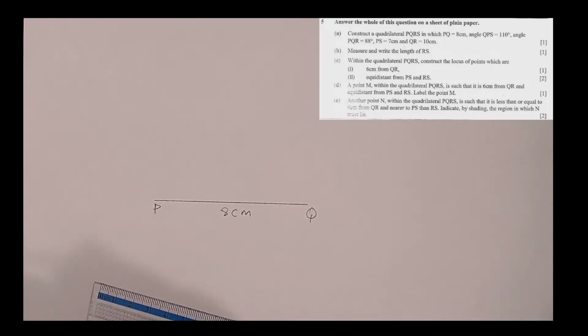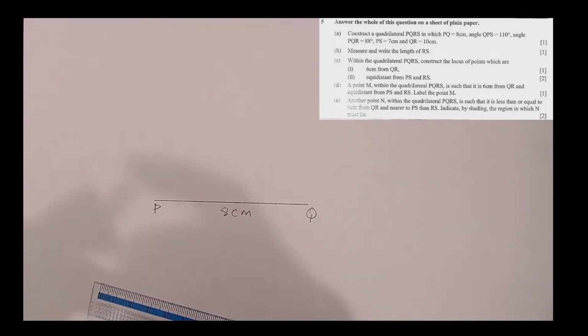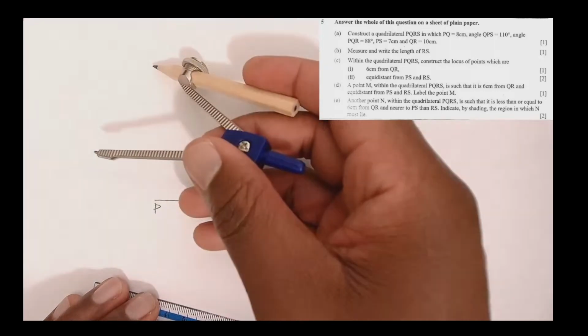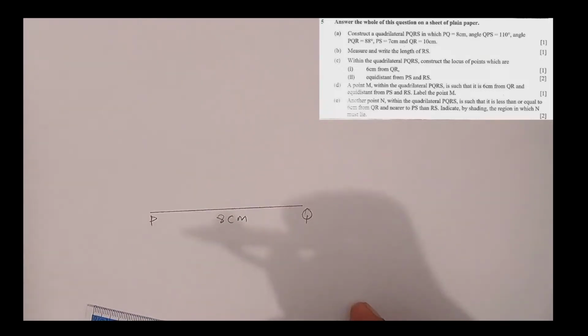Good. The next thing is angle QPS. So QPS is somewhere here, 110 degrees. So what do we need? We need a protractor.